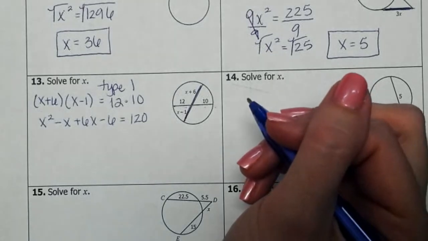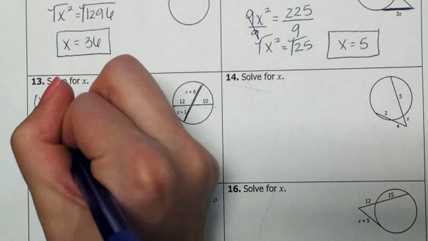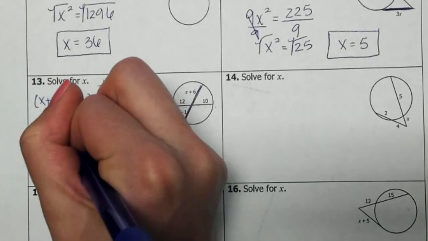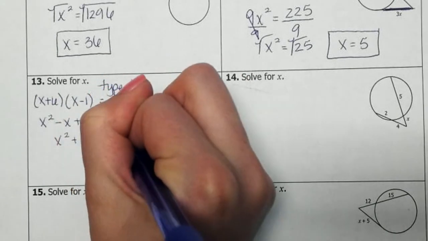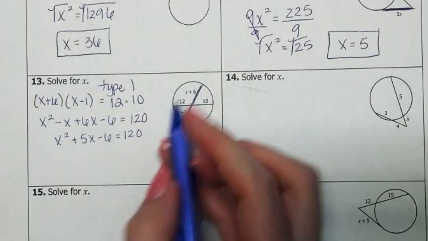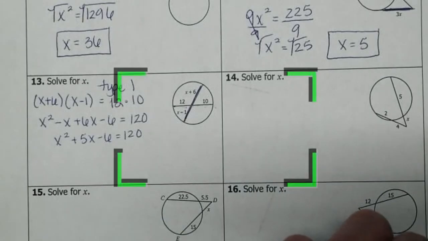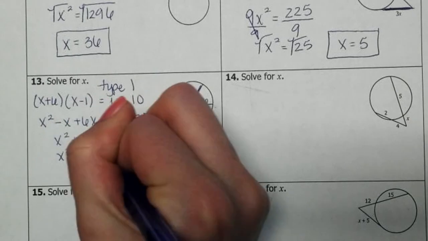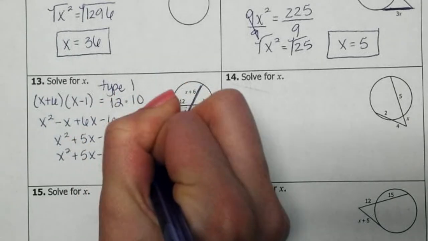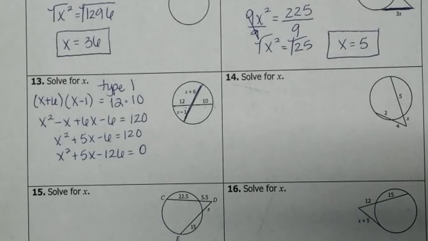Okay, combine your like terms. You're going to have x squared plus 5x minus 6 equals 120. I'm going to move this over so that I can solve. I'm going to have x squared plus 5x minus 126 equals 0. Okay, you can use the quadratic formula if you would like, or you can factor this. I personally feel like factoring is a lot quicker, so I'm going to factor this problem.